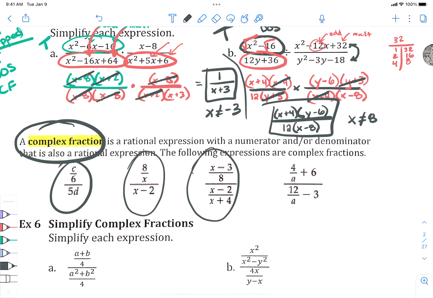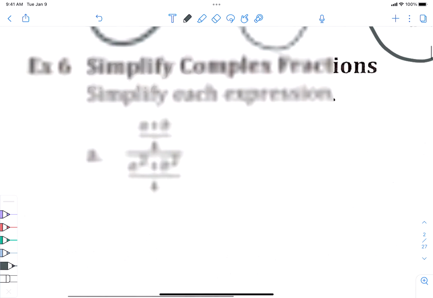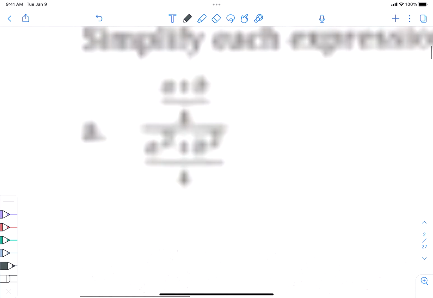So these are all complex fractions. There's lots of bars going on here, right? Bar and a bar and a bar and a bar and all that good stuff, okay? So we're going to simplify some of this. This stuff is the bonus part on your homework assignment.